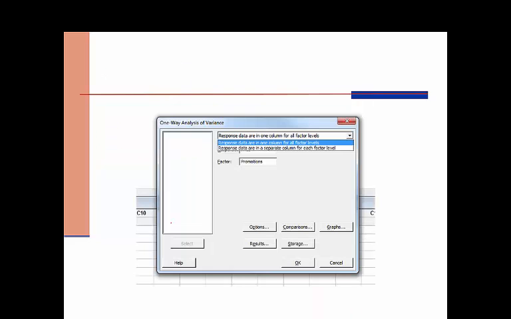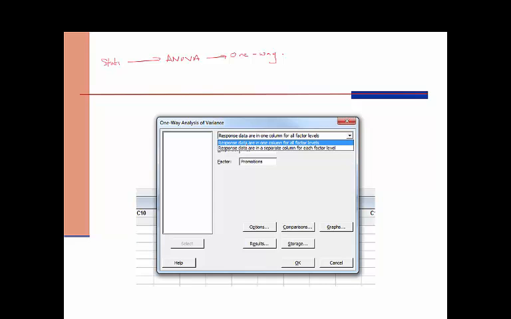Okay, so starting off, we go to Minitab. So click on Stats, and then go to Analysis of Variance, or ANOVA, and then go to One-Way ANOVA. Once you click it, something like this dialog box pops up. Click on the drop-down arrow, and then you have 2 choices.